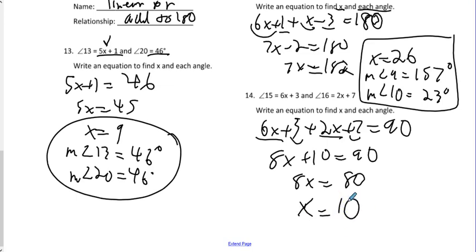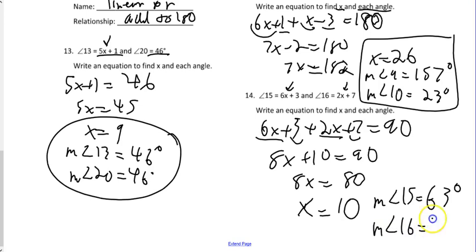And it says find each angle. So I've got to plug in 10 right here and 10 right here. So I'm going to say the measure of angle 15 is 6 times 10, which is 60, plus 3 is 63 degrees. The measure of angle 16 is 2 times 10, 20, plus 7, 27. And that's it.